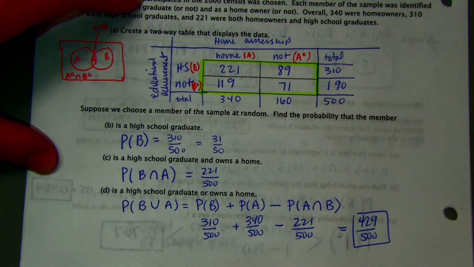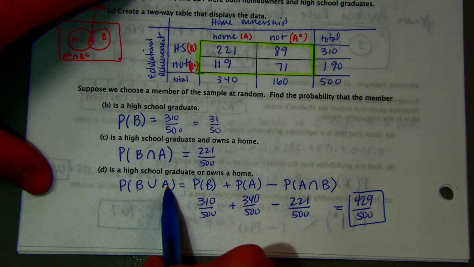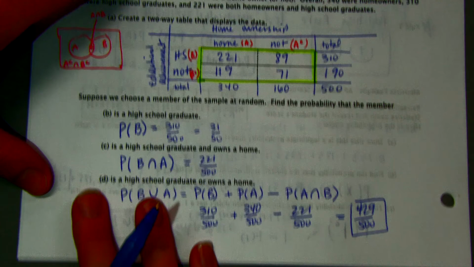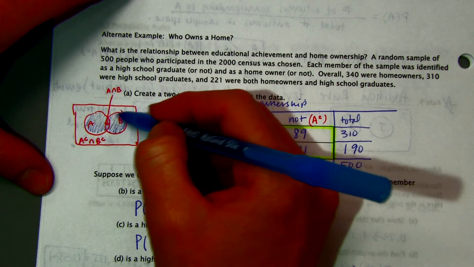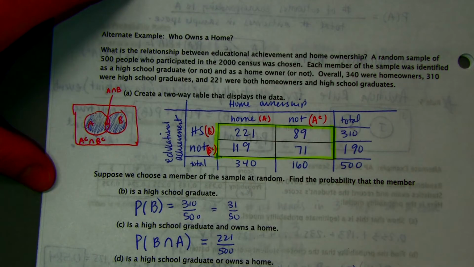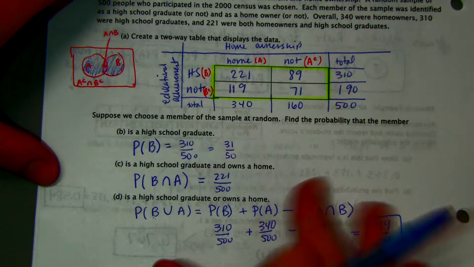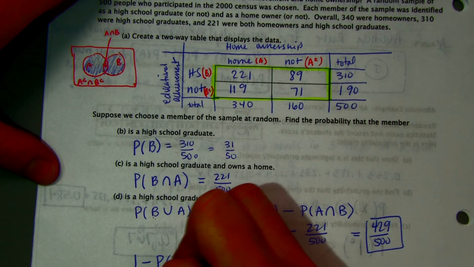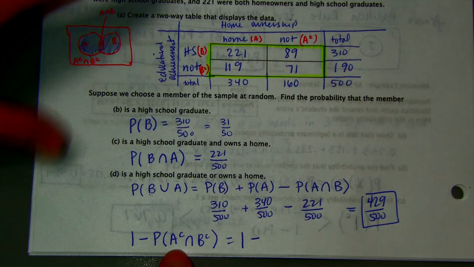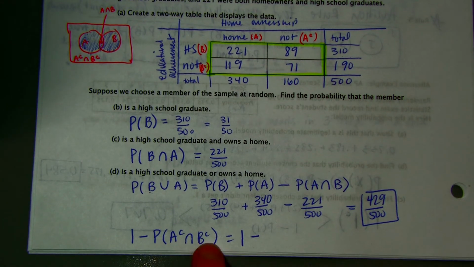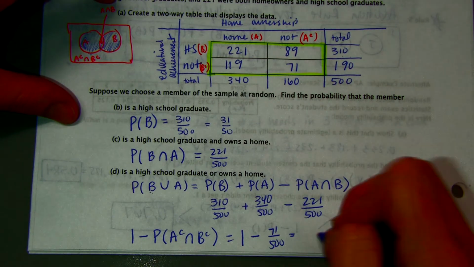Now you could also do this an alternate way with a complement if you'd like. Since we want A or B, think about this picture for a minute. If I want A or B, that's all of this stuff inside the two circles. An alternate way would be to think of it as 1 minus the complements of both. You could do 1 minus the probability of A complement and B complement. So 1 minus, this means does not own a home and does not go to high school. There are 71 out of 500, and that turns into 429 out of 500.